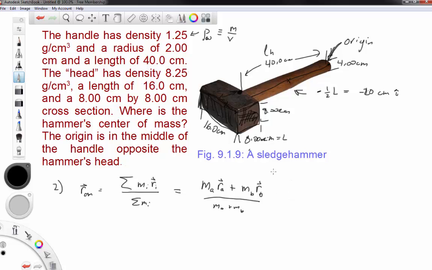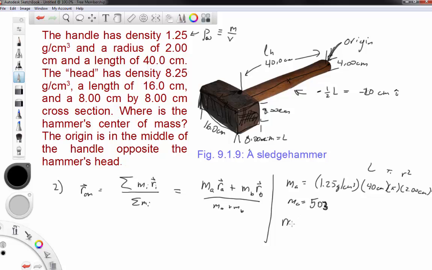Now, what each of these masses is given by is the density times the total volume. So mass A is given by the density 1.25 grams per centimeter cubed times the volume, which was given by basically 40 centimeters times pi times 2 centimeters squared. This is length times pi radius squared. So the mass of the handle is 502.6 grams, so we'll call that 503 grams.